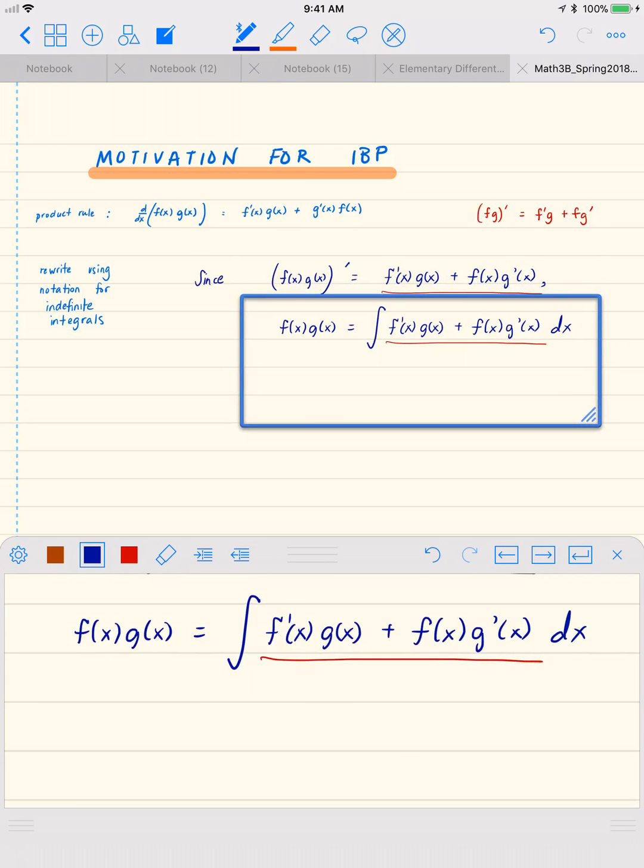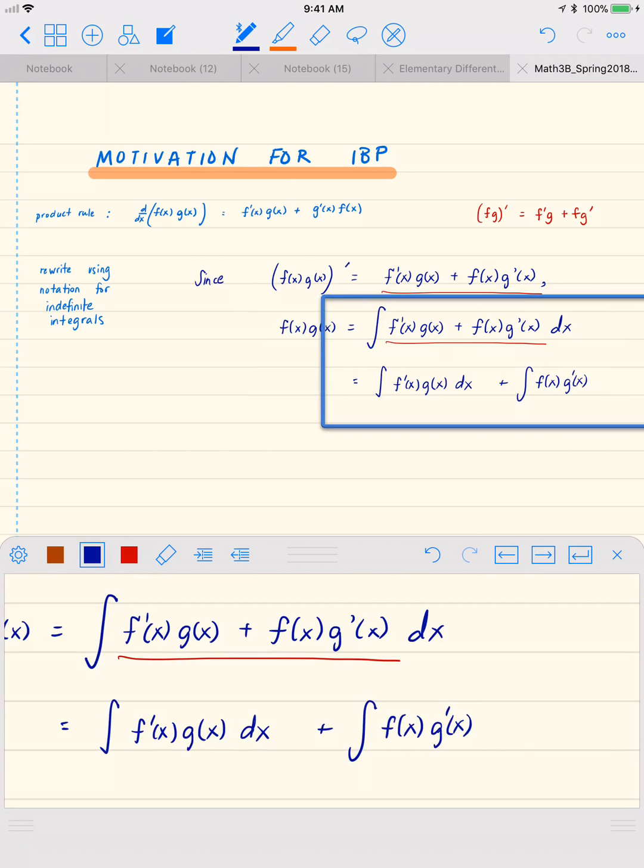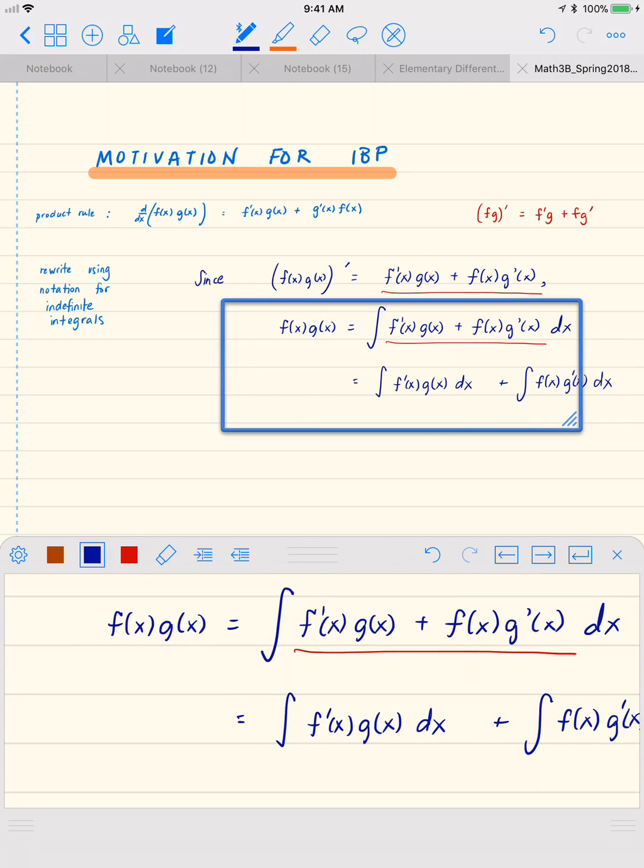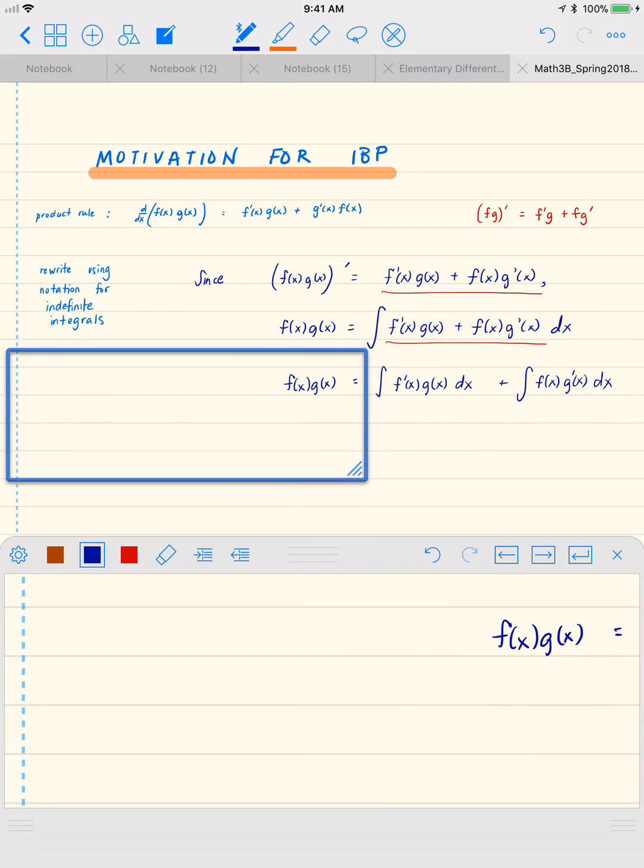And we can actually rewrite this by using our properties of integrals. So say I've got the integral of f prime of x g of x dx plus the integral of f of x g prime of x dx. Okay, and all this is equal to f of x g of x. And so the last thing that we would need to do in order to get our formula is to rearrange.